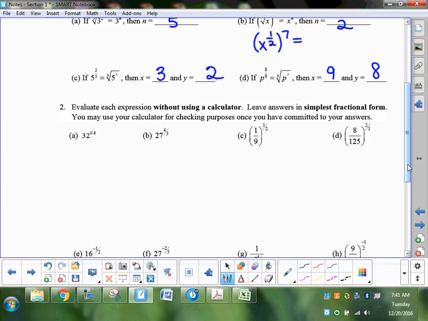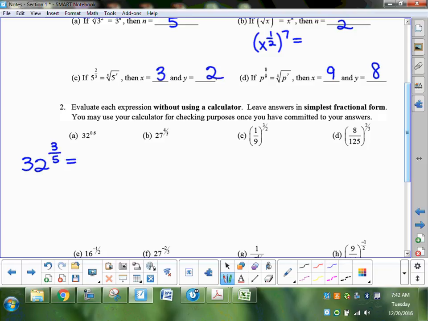I see 0.6 there. I hate decimals. Tell me what the fractional or rational exponent that 0.6 would convert to is going to be. 3/5. So this is 32 to the 3/5 power.